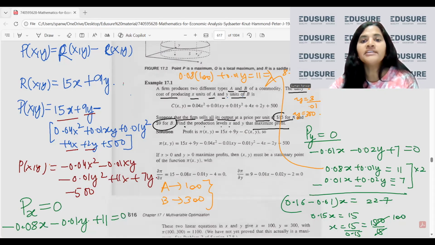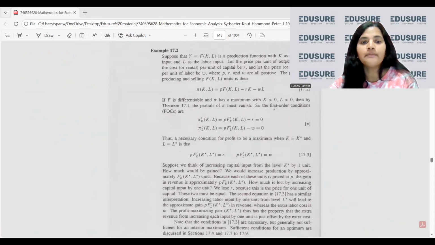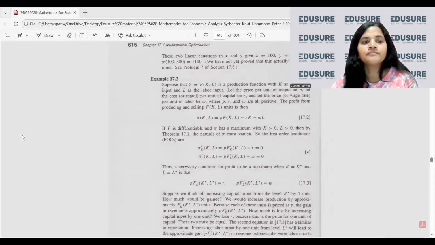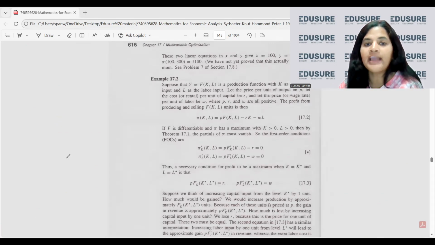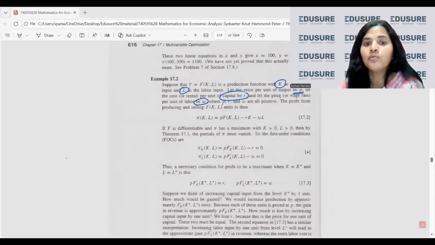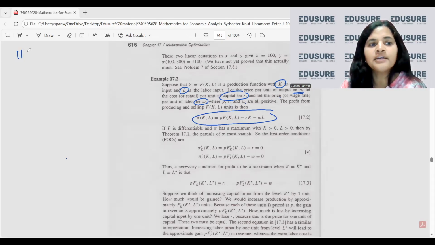Okay, now let us try one more example. Example 17.2. Suppose that y equals f(K, L) is a production function with K as the capital input and L as the labor input. Let the price per unit of output be P. Let the cost of rental per unit of capital be R. And let the price per unit of labor be W, where P, R, W are all positive. The profit from producing and selling is then this. So pi(K, L) is the profit function.